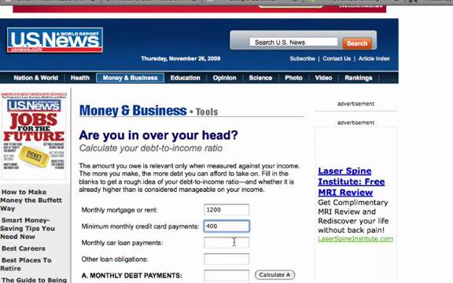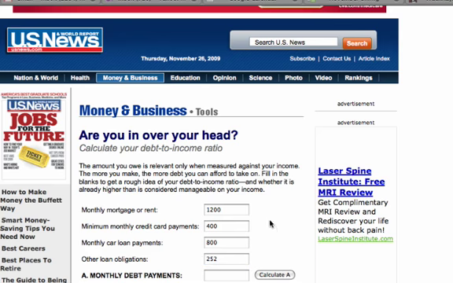And then if you have any car loans, let's say you have two car loans, one is $300 and one is $500, so you're going to go ahead and put that in there as $800. And then if you have any other loan obligations, so let's say that you have a student loan and the payment for that is $252 per month, then you'll put that in.